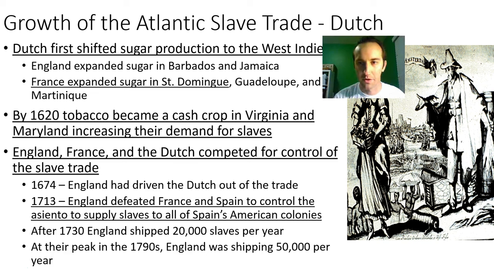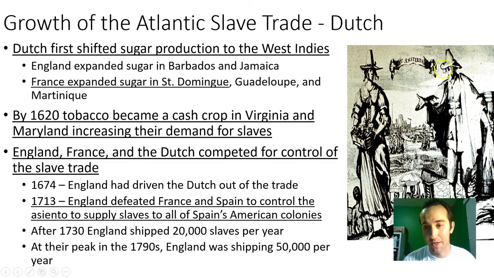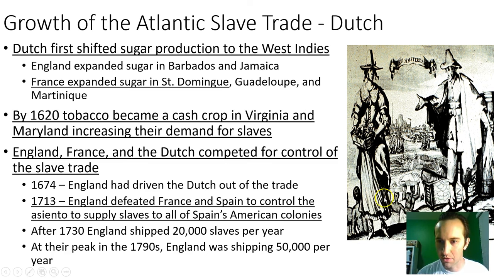And so here's an example of one of their colonies where they made a lot of money, New Amsterdam, modern day New York. And so a picture of New York where they've got traders, but also in the background, slaves. The Dutch started to first shift sugar production to the West Indies or the Caribbean, and then other Europeans followed along. So England started to expand sugar into Barbados and Jamaica. France starts to expand into Saint-Domingue, which becomes Haiti later on, Guadeloupe and Martinique.